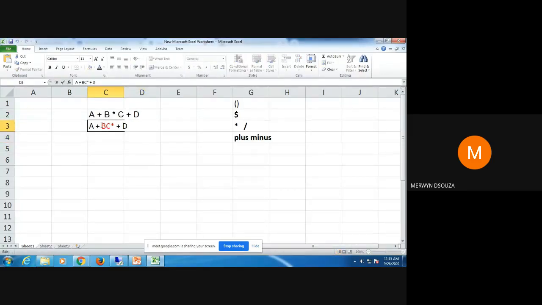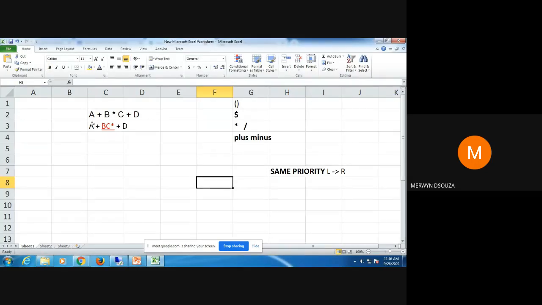You can underline it also, for example, to show that it has been solved. Next step, there are two operators left, plus and plus. Both are plus, so they have the same priority. As I told you, same priority means you solve from left to right. I'll write here: whenever it is the same priority, you solve from left to right.